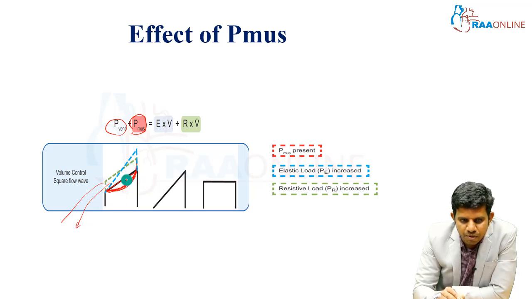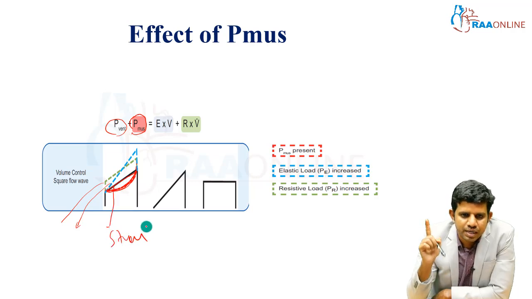The second problem with the Pmus is you can't see the stress index. I already told you, the stress index is seen only in the pressure time scalar, from the slope of the pressure time scalar. You can see it only in a patient on volume control with the square flow waveform. The patient should not take spontaneous breaths. These are the 3 criteria that have to be met.